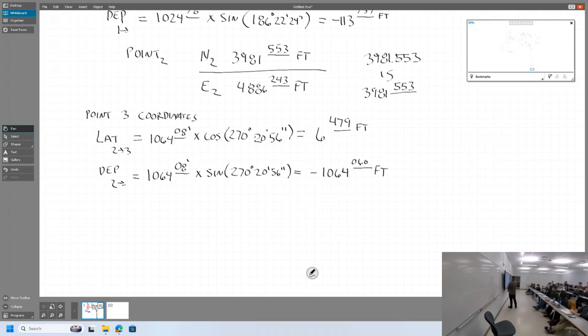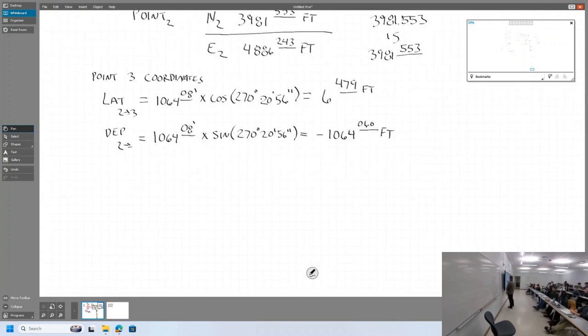All right. So again, last piece here, and then we'll head out. The north of 3 is now this value that we just got. What coordinates are we going to apply it to? The previous coordinates, right? The previously established coordinates. So it's going to be 3,981.553 plus our 6.479. That's going to be 3,980.32.